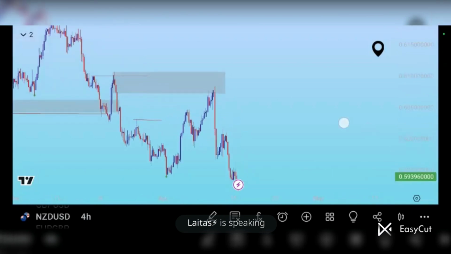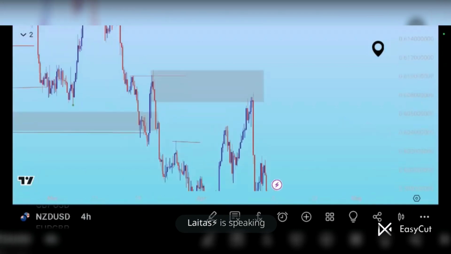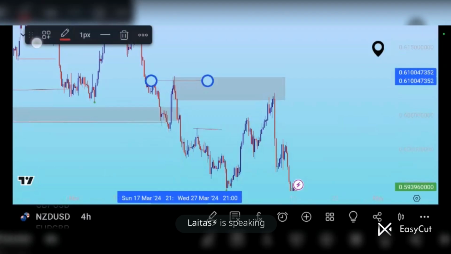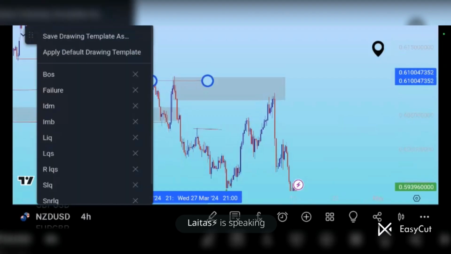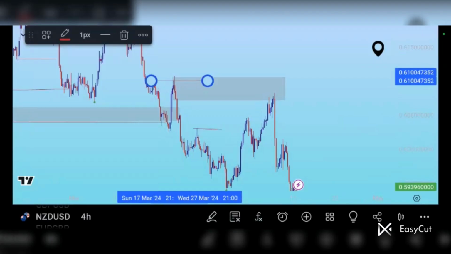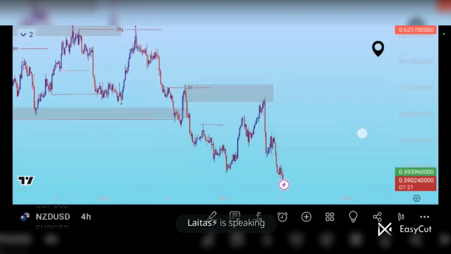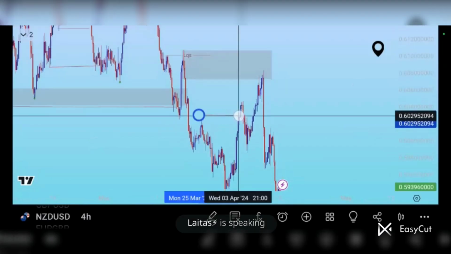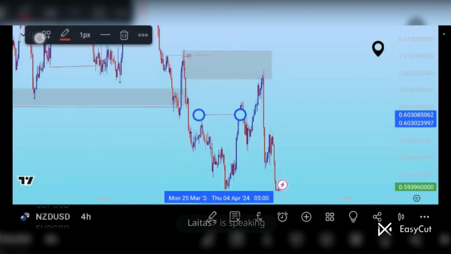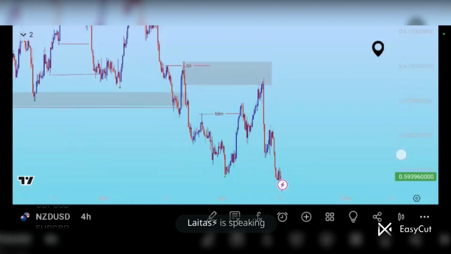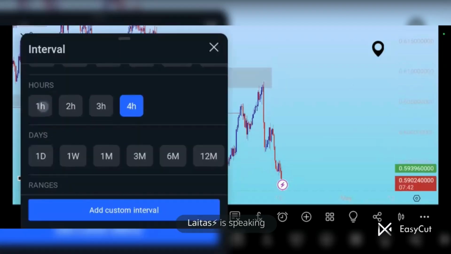How are we going to take it? So we have this sweep, right? And we have this inducement, talked about before, this inducement. Now higher time frame POI.